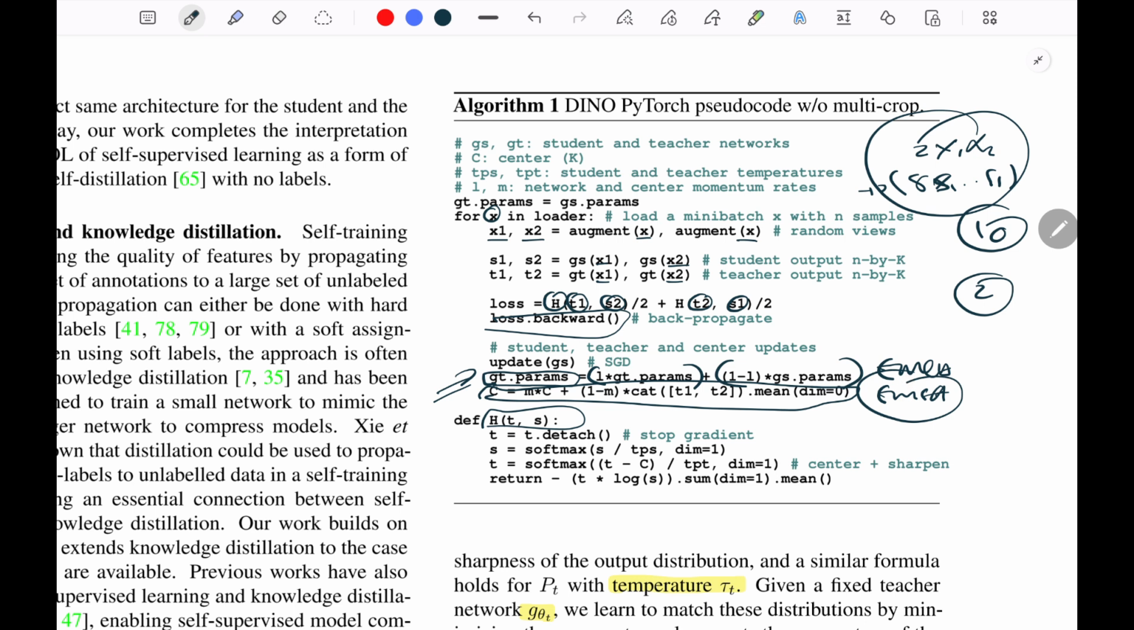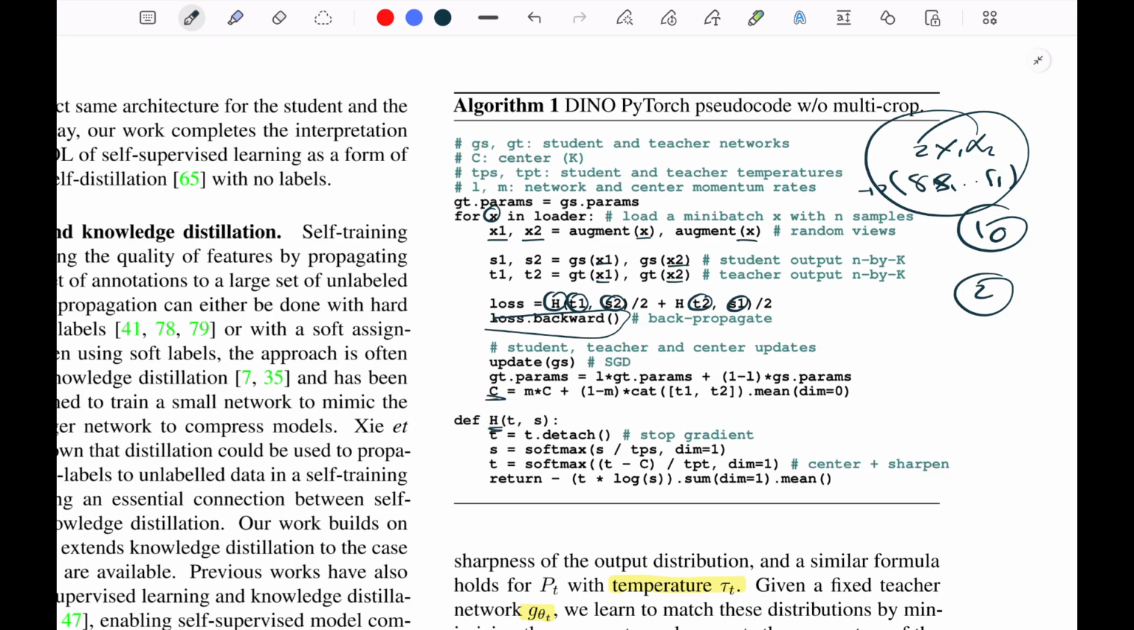So there are a couple of things happening here if you look into it. We have the EMA here. One thing is that this C is actually used in H. The C used in H is actually from the previous batch. So we actually update the C after the update. That is one important factor, and they also mention it in the paper. So C for centering is used from the previous batch. Yeah, and so we have EMA in two places.